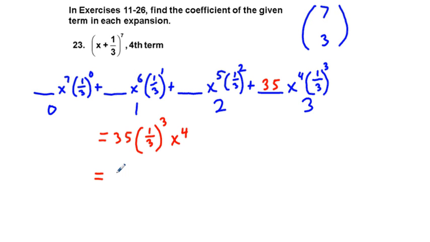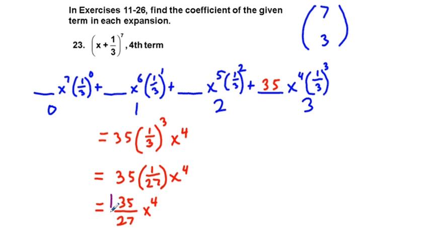Well, 1/3 to the third power is going to be 1 over 3 cubed. So 3 cubed is 3 times 3 times 3, which equals 27. So we're going to have 35 times 1/27 x to the fourth power. And that's going to equal the fraction 35 over 27 x to the fourth power. And so our coefficient is just this number out front, which is the fraction 35/27.